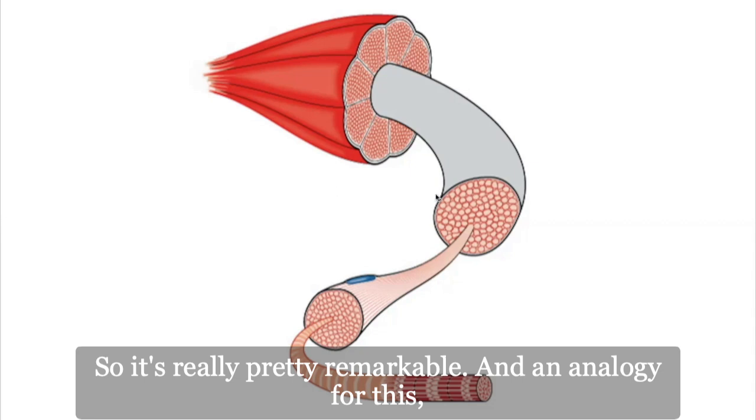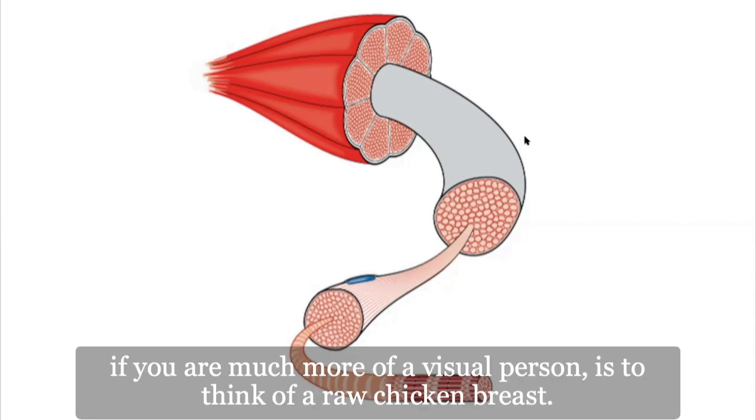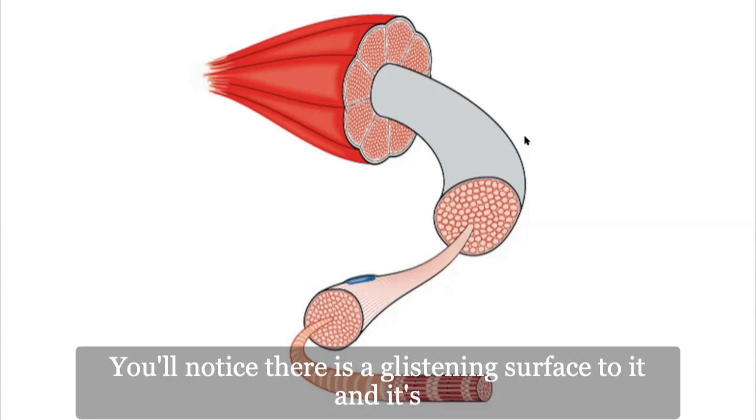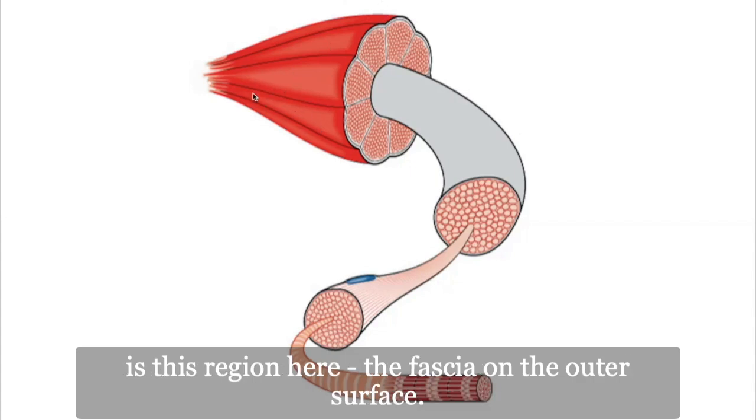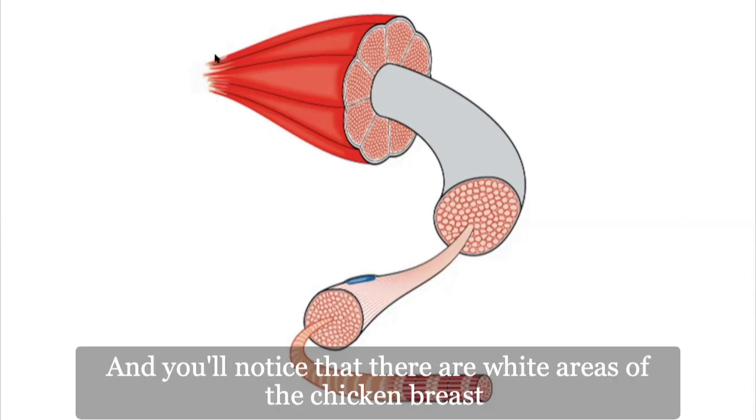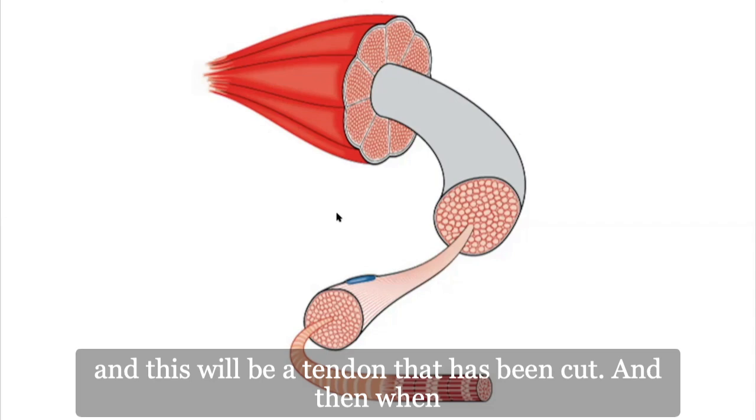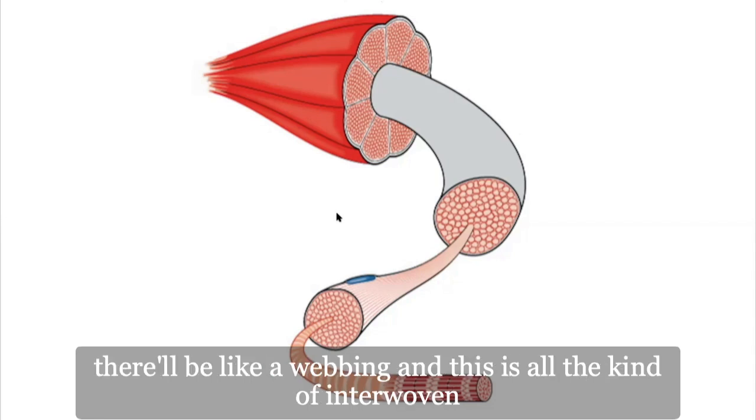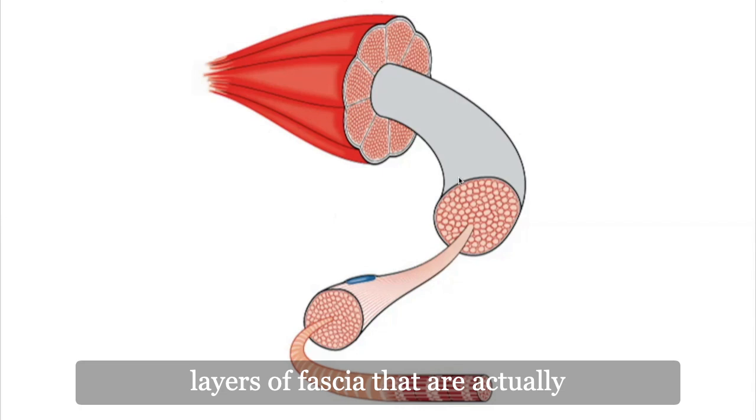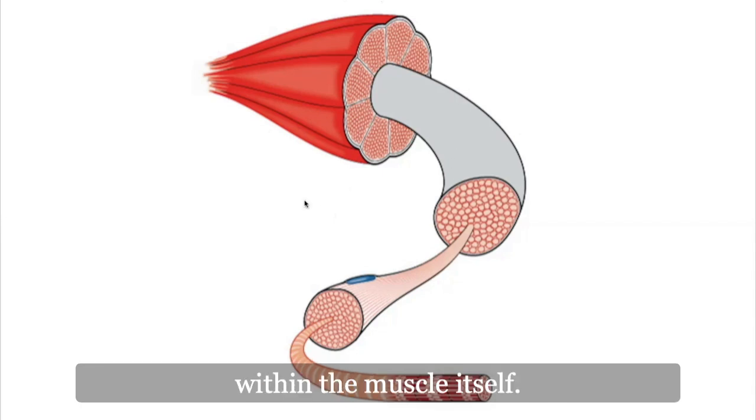And an analogy for this, if you're much more of a visual person, is to think of a raw chicken breast. You'll notice there's a glistening surface to it. And it's basically a bundle of muscle you're looking at. And the glistening is this region here, the fascia on the outer surface. And you'll notice that there are white areas of the chicken breast, and this will be a tendon that's been cut. And then when you cut into the chicken breast and gently pull the flesh apart, there'll be like a webbing. And this is all the kind of interwoven layers of fascia that are actually within the muscle itself.